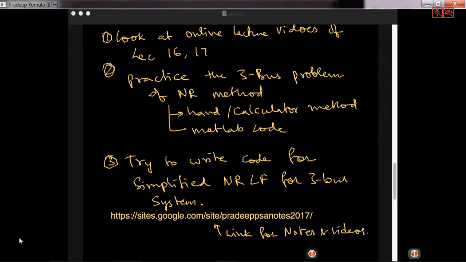Okay, so if there are no doubts, then let me conclude today's class. Today, this is the first class after your midsem exam, we briefly revised Newton-Raphson load flow, and then I gave you a basic idea of FDLF. And next class we'll actually implement FDLF and see what happens.